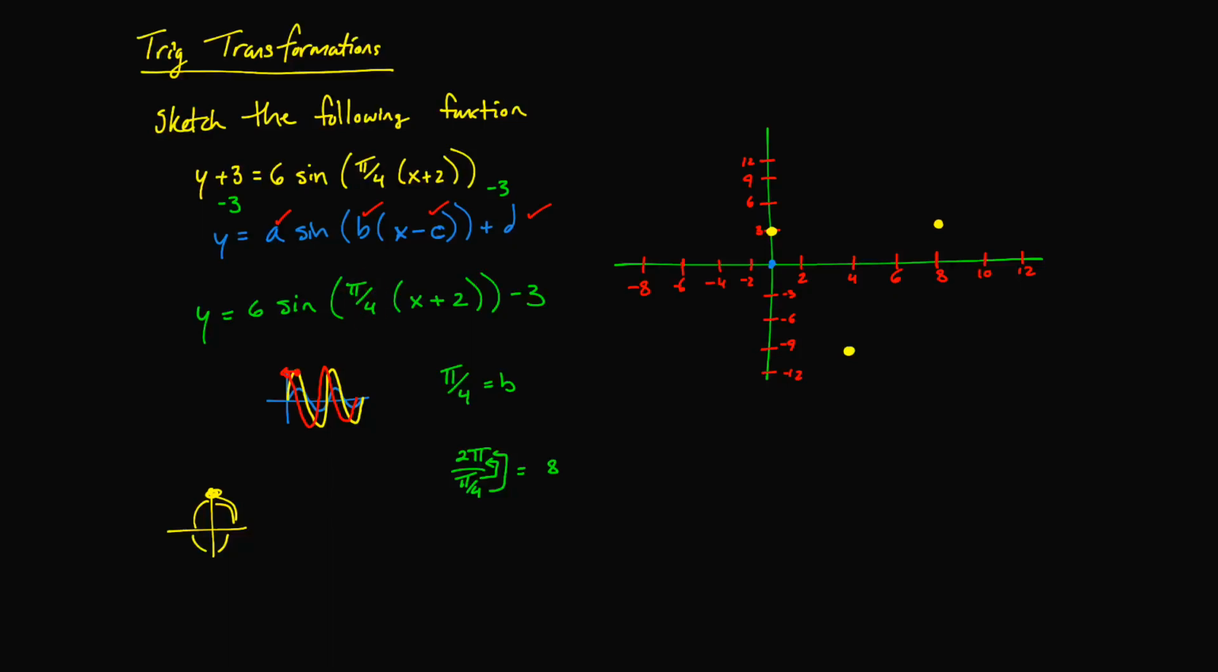Sine of pi is 0. 0 times 6, that's still 0. You have to still bring it down to the -3. You have to shift it vertically downwards. So that's going to be like this and this. And here is our following function. So this is our sketch for our function.